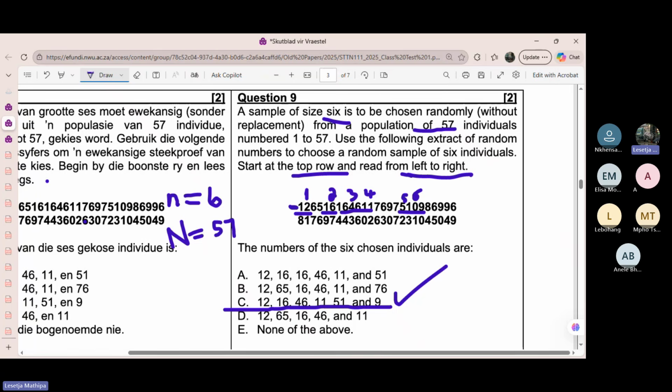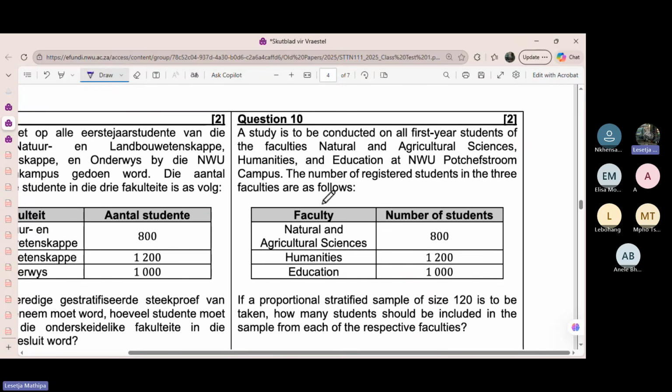All right, let's just do this one, the 2025 question. This question 10 is based on stratified random sampling. You must be able to see what this question is based on, and I'm required to find maybe capital N. Let's analyze the question.